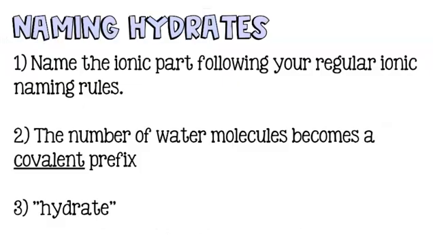As an aside, let's talk about naming hydrates. We always name the ionic part by following the regular rules for ionic naming. We then use the number of water molecules as the covalent prefix, so mono, di, tri, and so on. And it ends with hydrate. So, like we said earlier, copper(II) sulfate is CuSO4, but we called it pentahydrate because there were 5 waters.